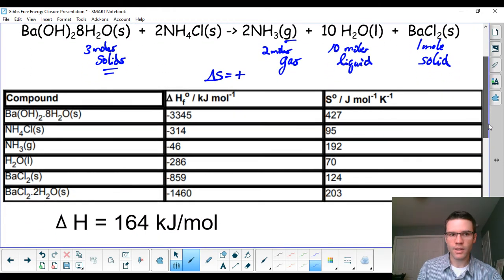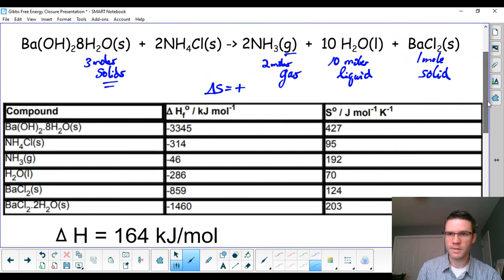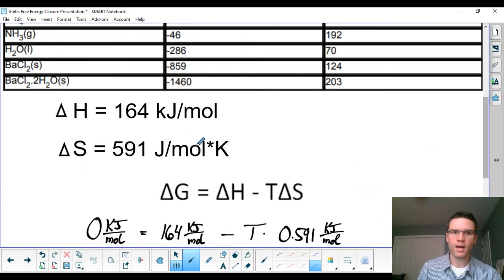If we actually calculate those, these are standard values on a table. You could take a minute and see if you can calculate that, sum of products minus sum of the reactants. You should get these 2 values here. 164, that's our endothermic, positive. And our delta S is also positive like we predicted up there. It's 591, and we're in joules versus kilojoules.